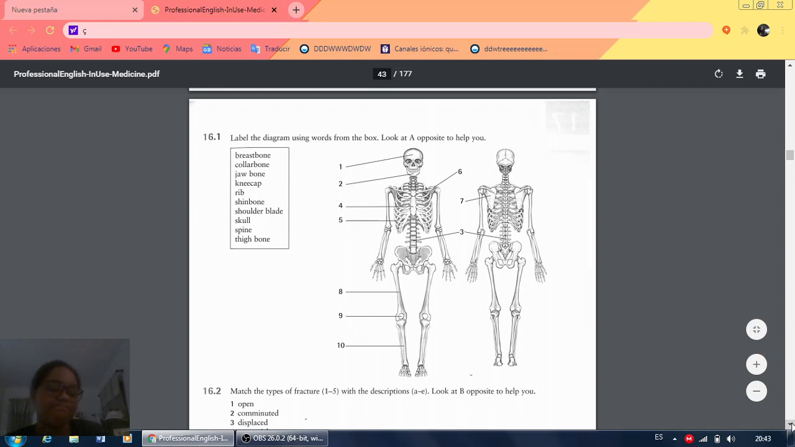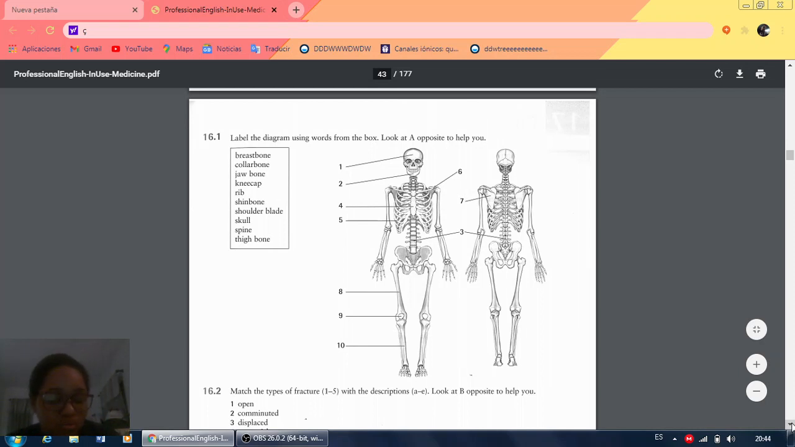Exercise. Label the diagram using words from the box, look at the box to help you. Breastbone 4, collarbone 6, kneecap 9, shoulder blade 7, spine 3.